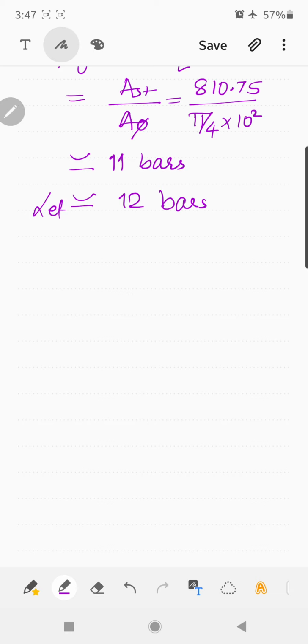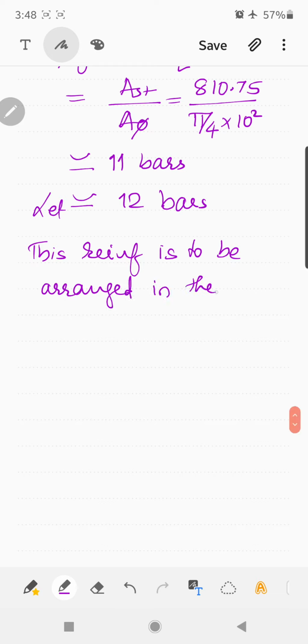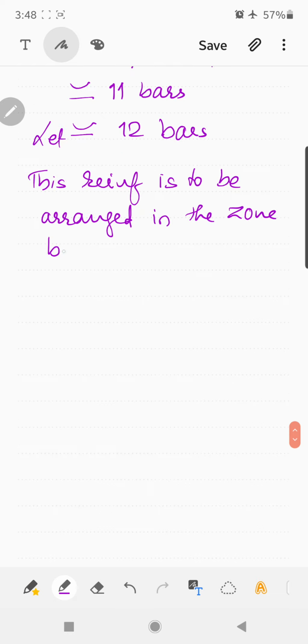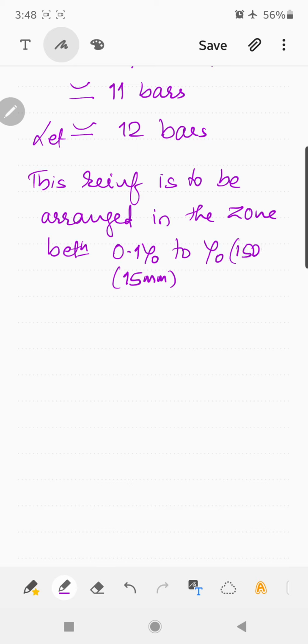Now these 12 bars you have to distribute in the zone between 0.1 y0 to y0. In Zielinski it was distributed between 0.2 y0 to y0. So 0.1 y0 is 15 mm and y0 is 150 mm. So between 15 mm and 150 mm you have to distribute the bars.